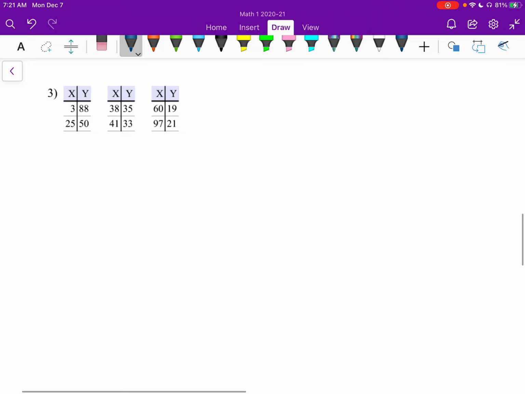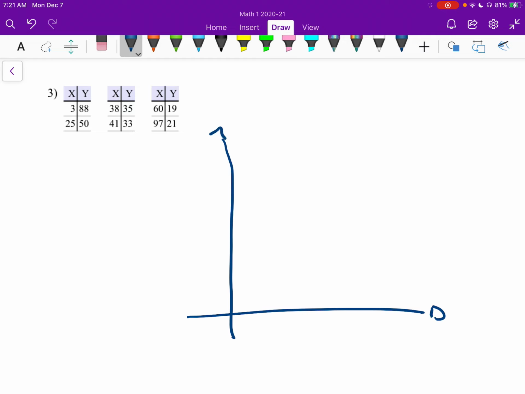Number 3. So I construct my axes here. This is my x-axis, this is my y-axis. My x-axis, I need to go between, so I look for my smallest and my biggest number. Here's my smallest number. My biggest number is going to be 97. So I think I might go between 20s again, because I'm going from basically 0 to 100. 20, 40, 60, 80, 100.